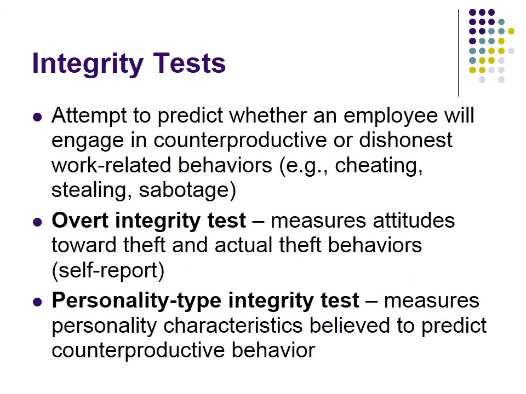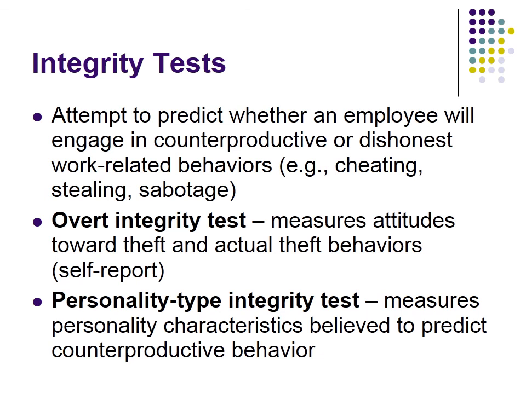An effort to find out about faking or to adjust for faking is another type of selection test, and that's actually the integrity test. Integrity tests attempt to predict whether an employee will engage in counterproductive or dishonest work behaviors, including cheating, sabotaging, and stealing, and also integrity tests are sometimes included in selection to try to determine if someone's likely to be cheating on the rest of the test.